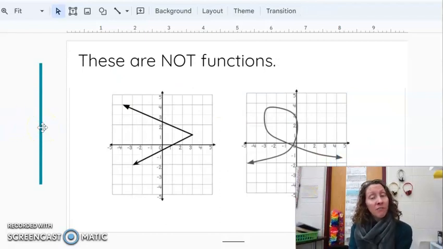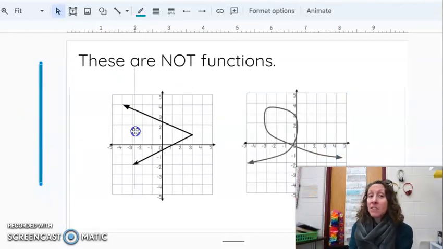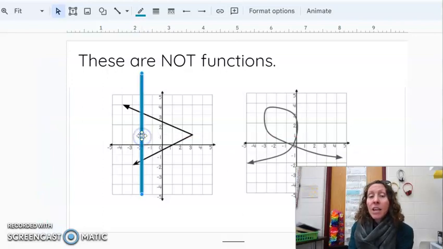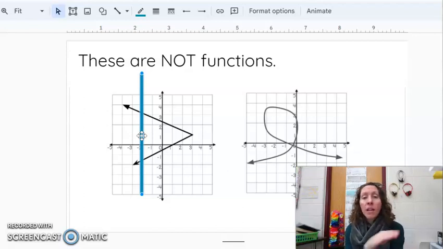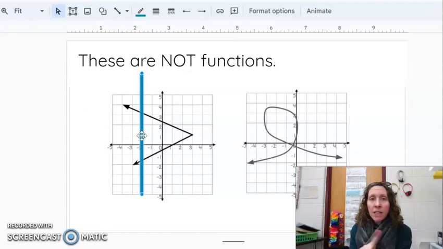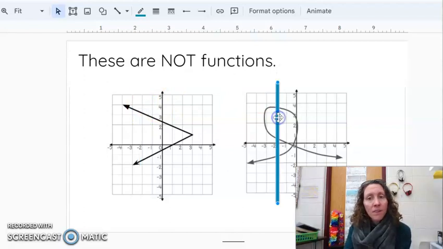These ones are not functions. If I take this vertical line and I place it right here, it is going to pass through the zigzag 2 times. Okay, so this one is not going from left to right. It goes from left to right to left. That's too silly. We can't go back into the past. Okay, and then this one here, also not a function. That vertical line passes through it once, twice, 3 times.